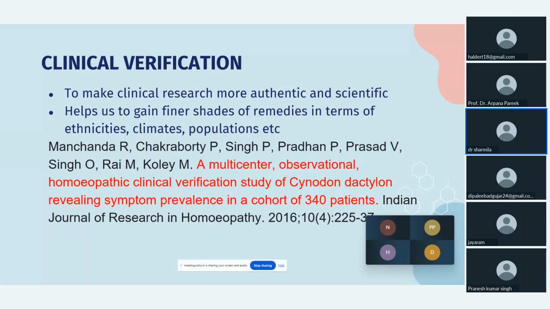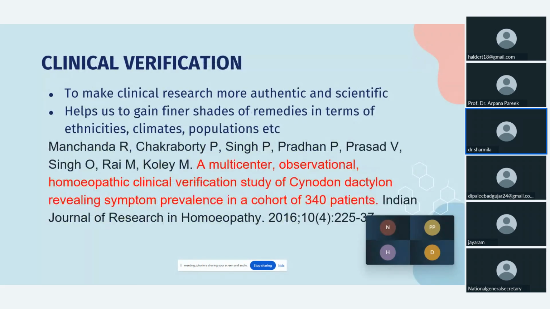I found one very good article where observational verification was done of a remedy, revealing the symptom prevalence in 340 patients. So 340 patients were given the medicine, and again it was seen whether the patient was showing any changes, whether the patient was having any new symptom, whether the patient was treated for a certain disease condition. So you can do simple researches like this where you can just reprove the medicine that has already been proved.